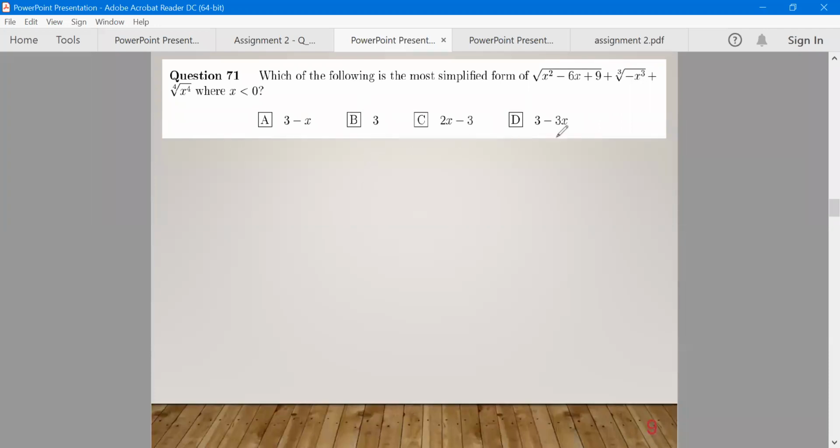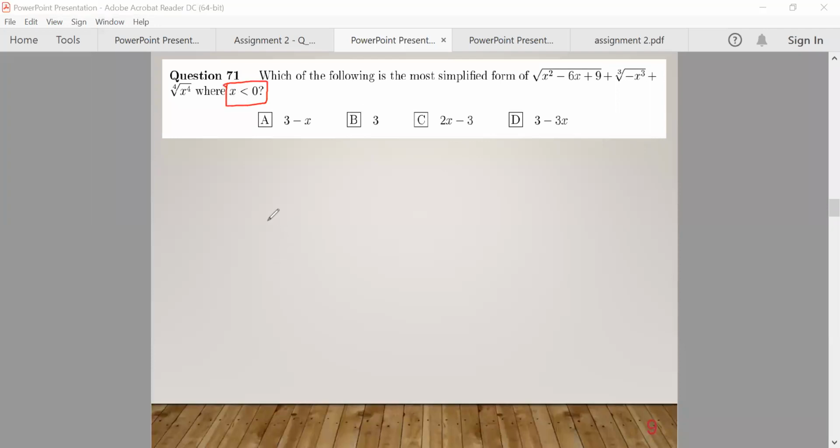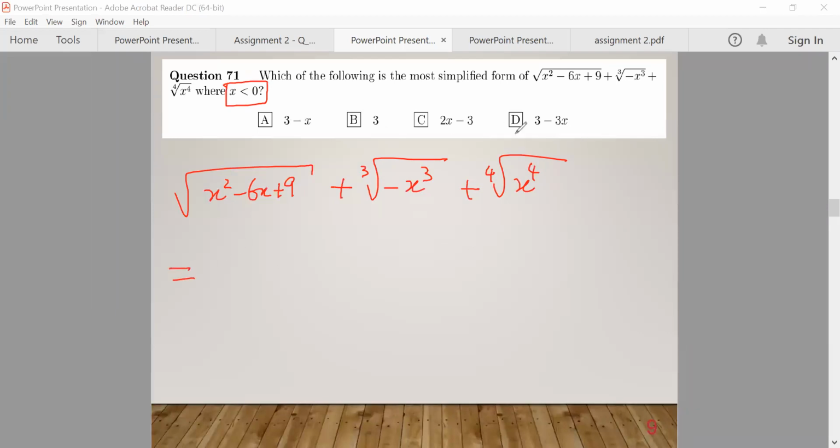Which of the following is the most simplified form where x is negative? See what happens. So x squared minus 6x plus 9, cube root of minus x cube, fourth root of x to the 4. So here we notice that we don't have roots in the proposals. So we simplify the root.